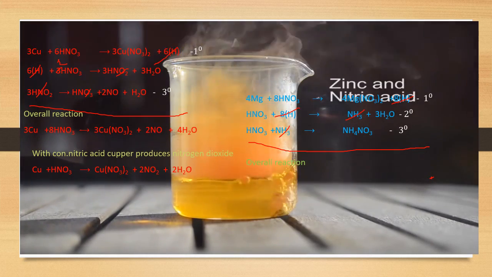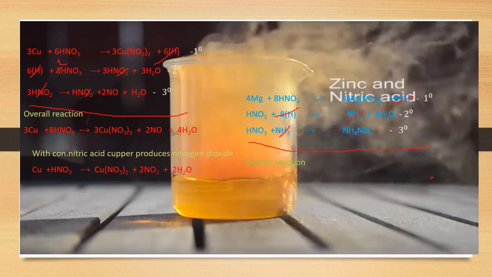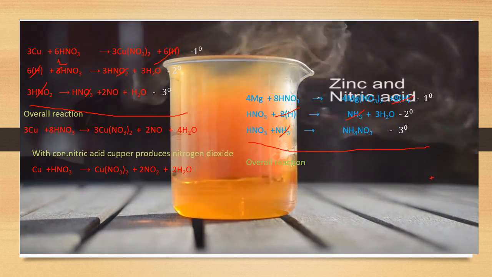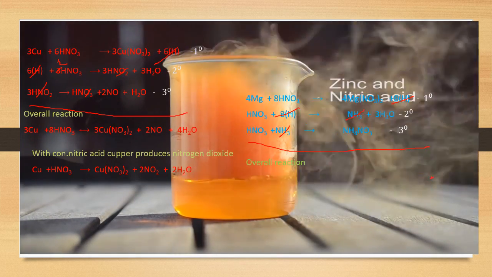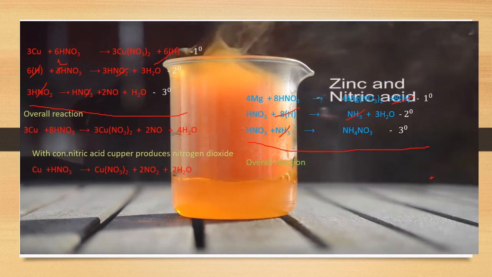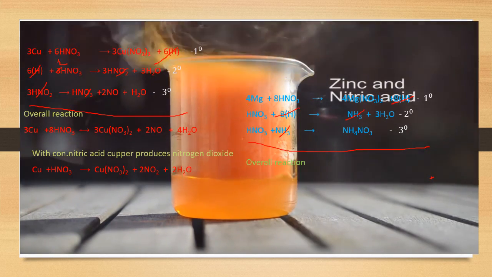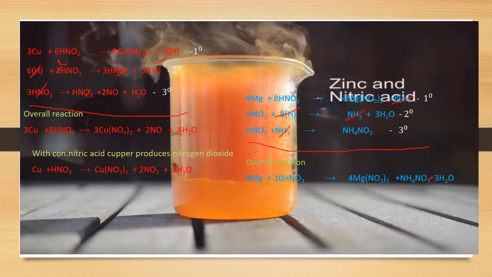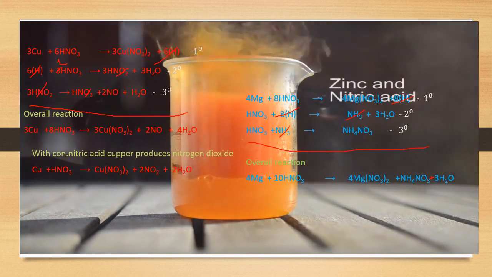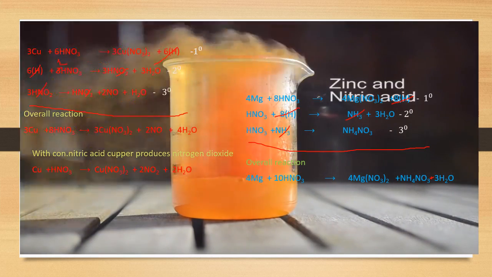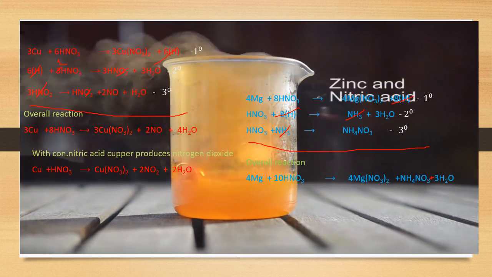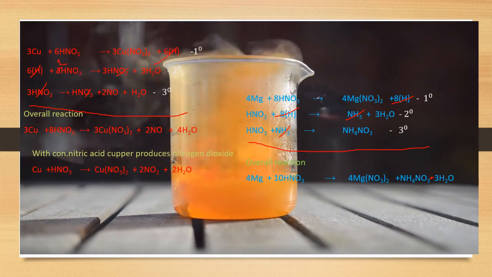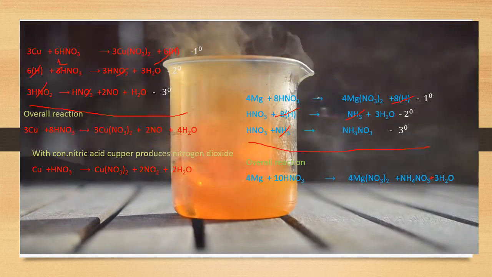Now we can sum up these as well. When we sum up, the 8 hydrogen and 8 hydrogen get cancelled. Then we see what else is common. Nitric acid: do we have any nitric acid? There is no nitric acid. And there is ammonia on both sides, so it gets cancelled, and we get the product. The overall reaction will be 4Mg plus, here 8 plus 1 plus 1, that is 10 HNO3 gives 4Mg(NO3)2 plus NH4NO3 plus 3 water molecules.